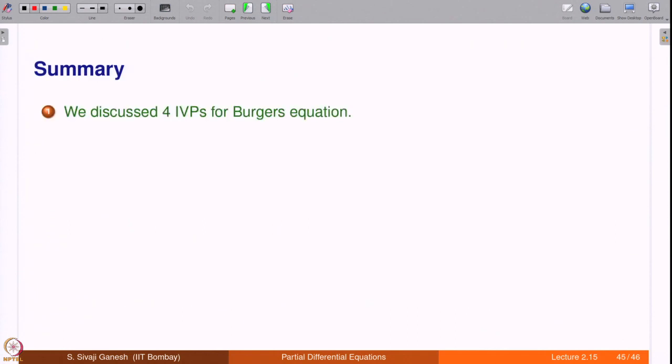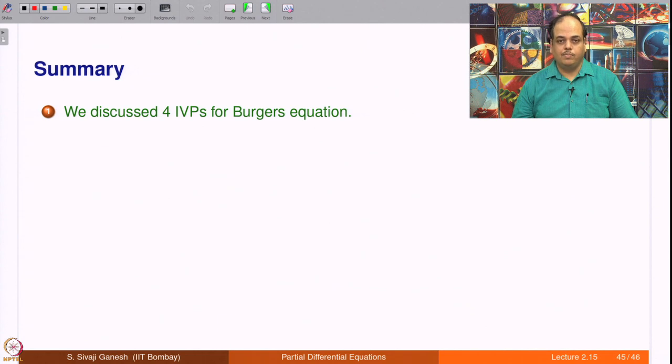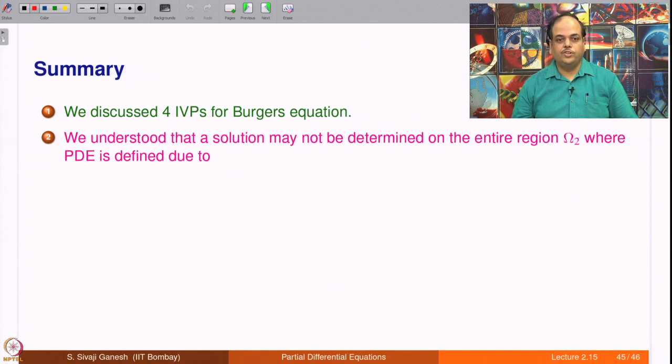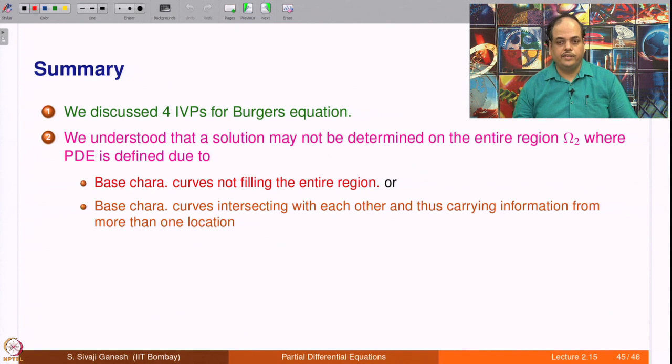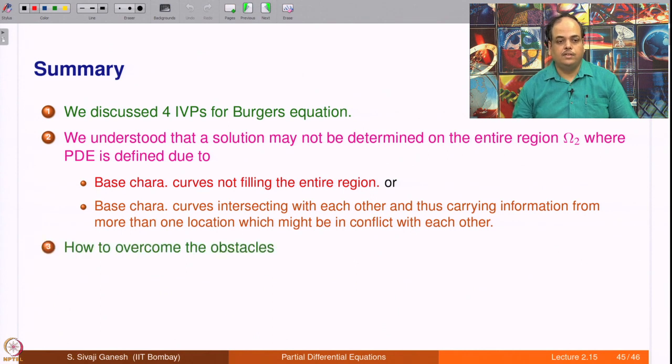Let us summarize. We discussed 4 initial value problems for the Burgers equation. We understood that a solution may not be determined on the entire region omega 2 where the PDE is posed, due to base characteristics not filling up the entire region. This was the case in one example. Or base characteristic curves intersect with each other, which is true in the other 2 examples, possibly carrying conflicting information. So, that is a problem.